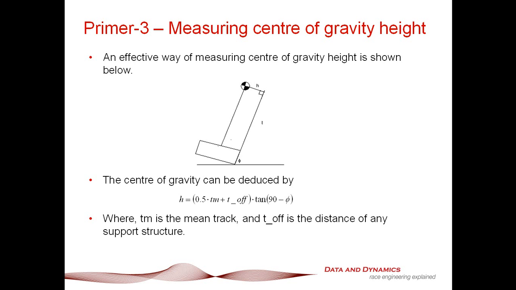TM is the mean track of the vehicle. T offset is whatever you've got the tires held in. Now, I would probably recommend that you have a good piece of angle iron and you pump up the tires to maybe about 4 or 5 psi over their hot running tire pressure.